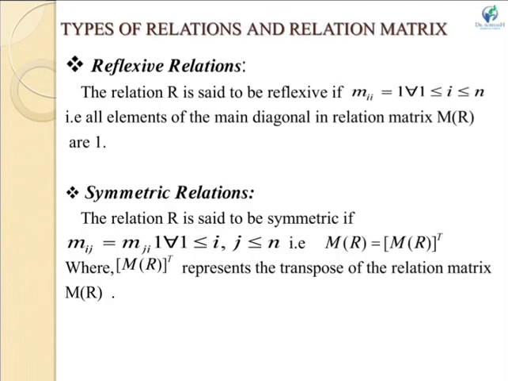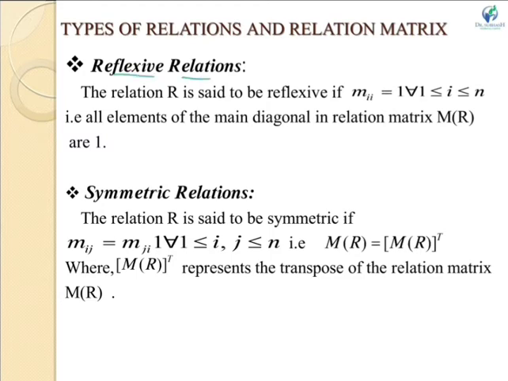Now we have already learned different types of binary relations: transitive, reflexive, irreflexive, and all the six we have learned. Now we will see how they are represented in matrix form. We will see the conditions that will make it easier to understand.